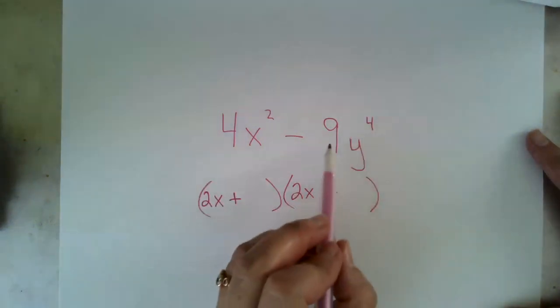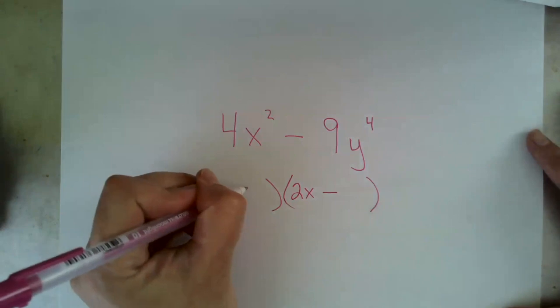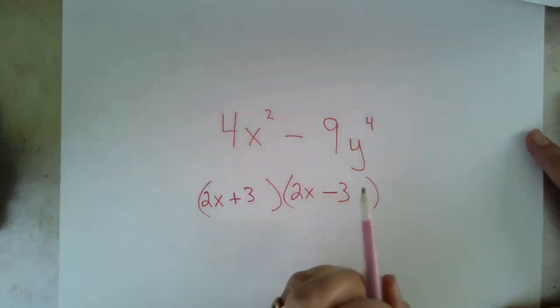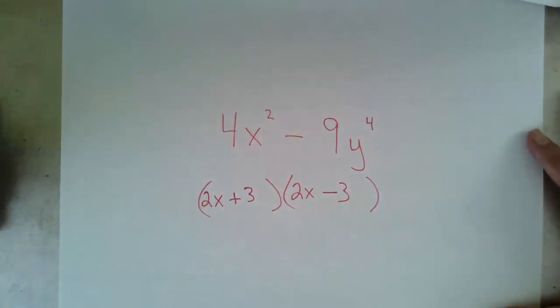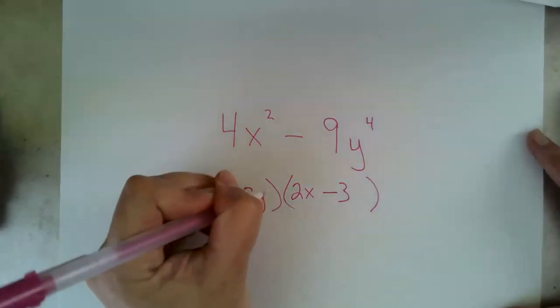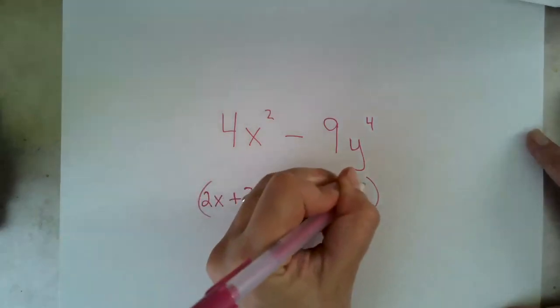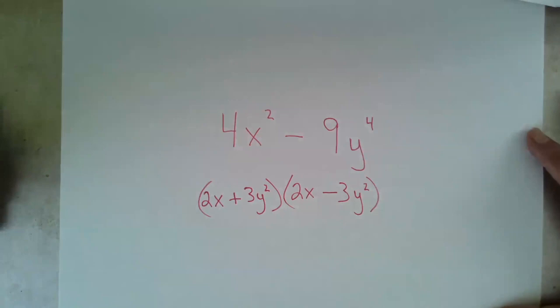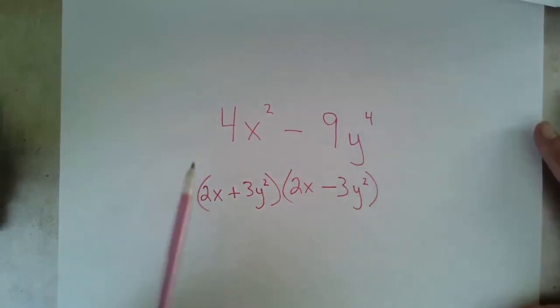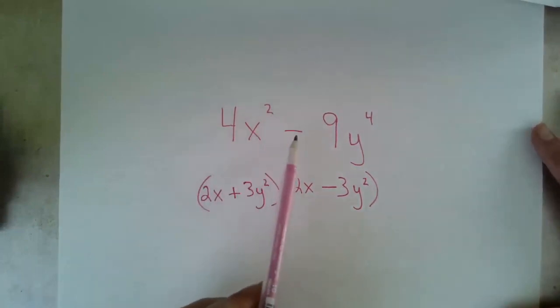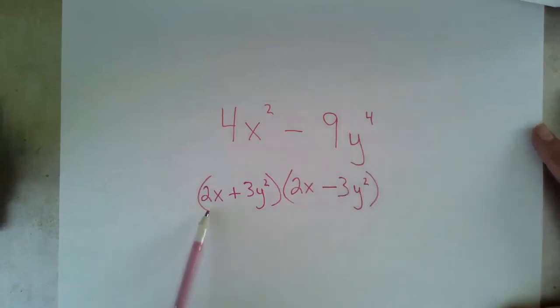For my second term, what times itself equals 9? That's a 3. What times itself equals y to the 4th? That's a y squared. And so my factorization of 4x squared minus 9y to the 4th is 2x plus 3y squared times 2x minus 3y squared.